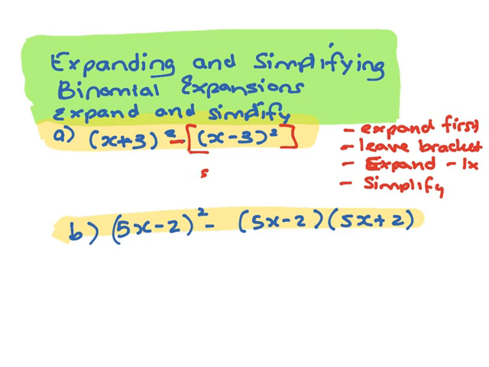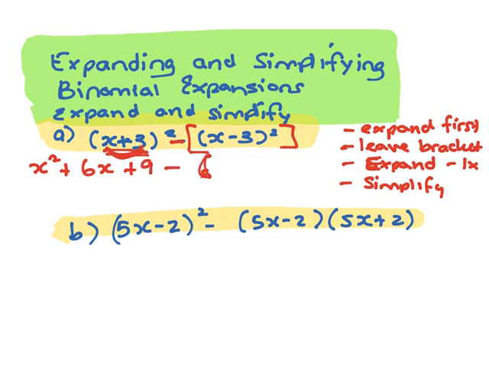So if we look at this one here, this is a binomial expansion, a perfect square. So you square the first, so that's x squared. x times 3 is 3x, and then double it is 6x, and then square the last. So if you square the 3, you get 9.